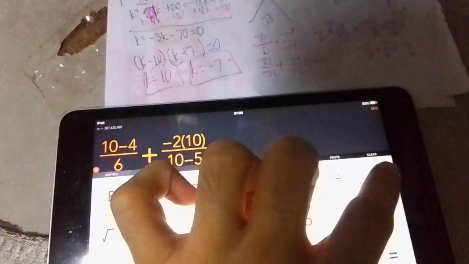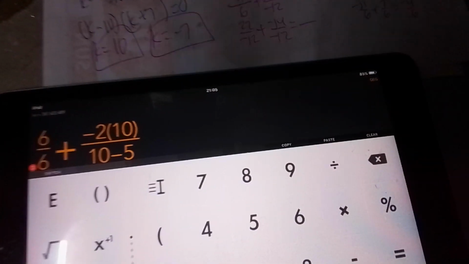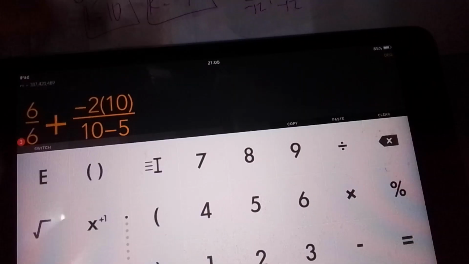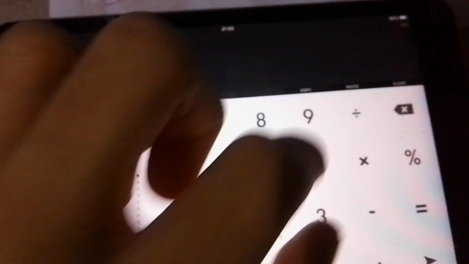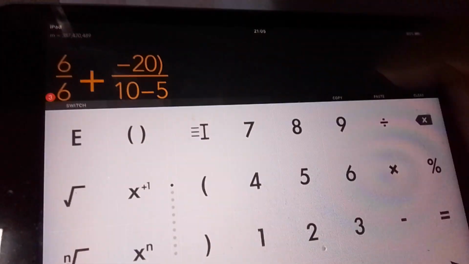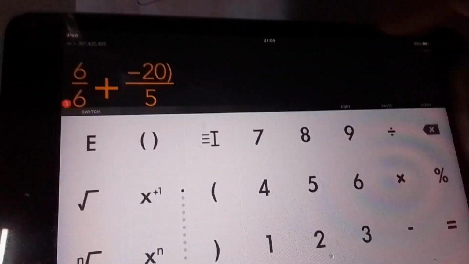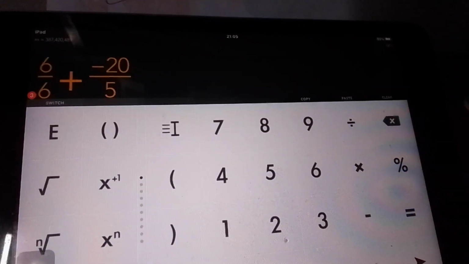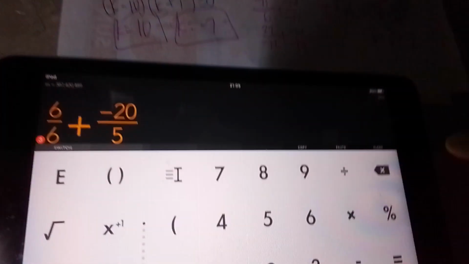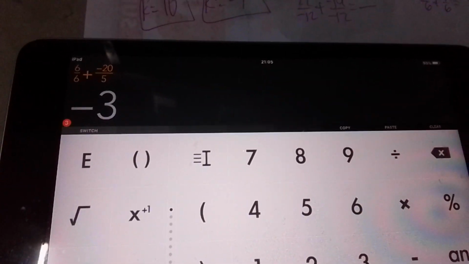Let's see. 10 minus 4, that gives you 6. 6 over 6 is 1. Negative 2 times 10, that's equivalent to negative 20. Right? 10 minus 5, that gives you 5. Negative 20 divided by 5, that's equivalent to negative 4. So 1 plus negative 4 equals negative 3 also.